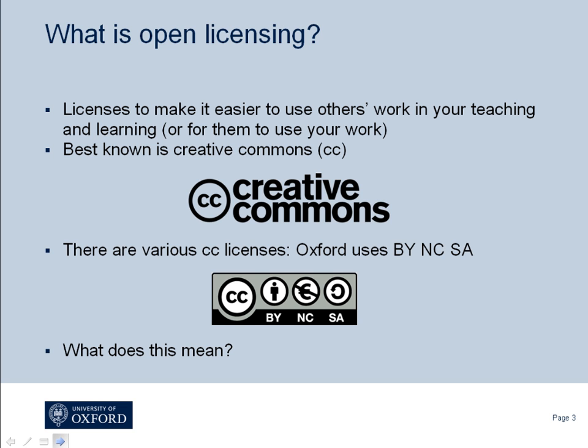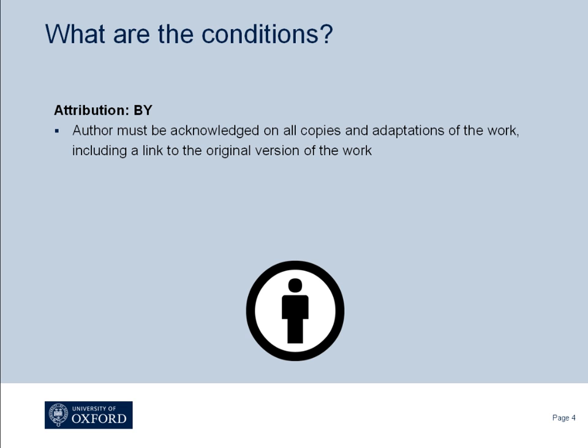The most famous open licence is Creative Commons, and there's various different open licences. Oxford University uses one that's called BY-NC-SA, but there are other combinations. The easiest way to understand is for me to talk you through the different symbols that are part of the Creative Commons licence and the conditions that are attached to using them. The first condition that we use in Oxford is BY. This is the condition which is attribution. It says if you're going to use a work that's licensed this way, you must attribute it and link back to the original version of the work.